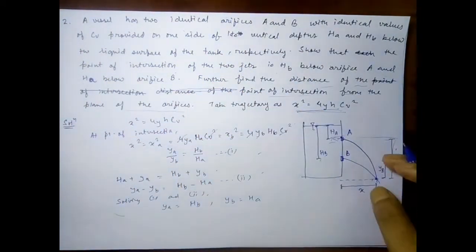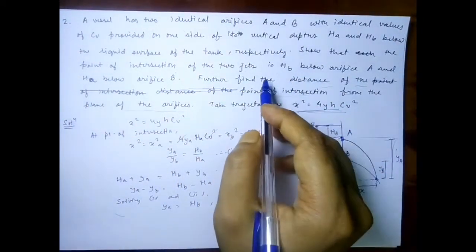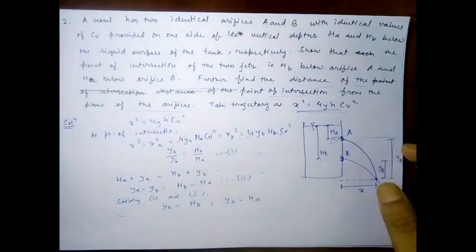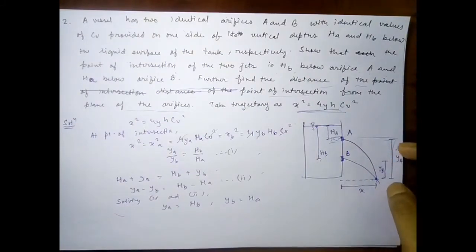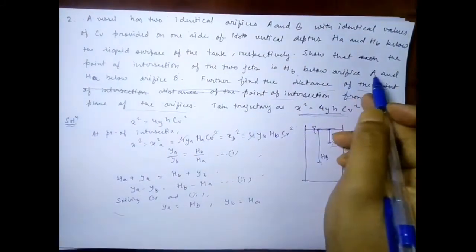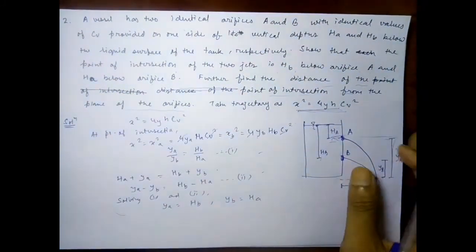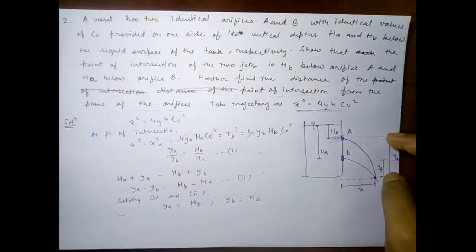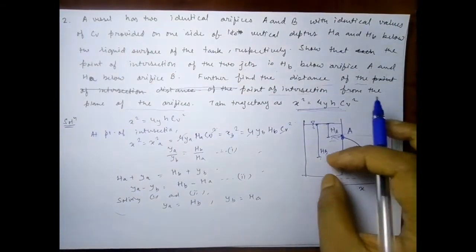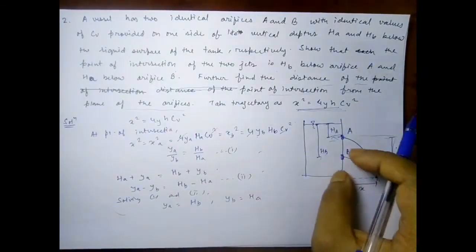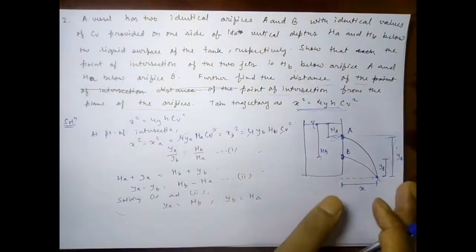is hb below orifice a, and ha below orifice b. So ya is equal to hb, and yb is equal to ha, and it is therefore ha below orifice b.